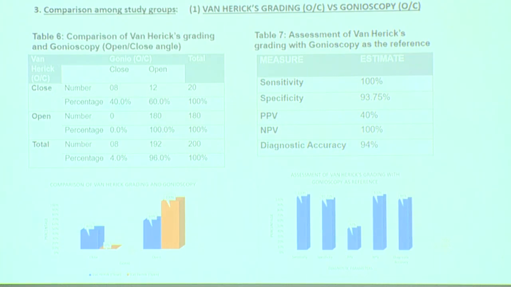Comparison of Van Herrick with gonioscopy: out of the 20 closed angles, we found 8 having closed angle on gonioscopy and 12 having open angle. Out of 180 open angles on Van Herrick, all 180 had open angle on gonioscopy. This gives a sensitivity of 100%, specificity of 93.75%, positive predictive value of 40% and negative predictive value of 100%, giving a diagnostic accuracy of 94%.